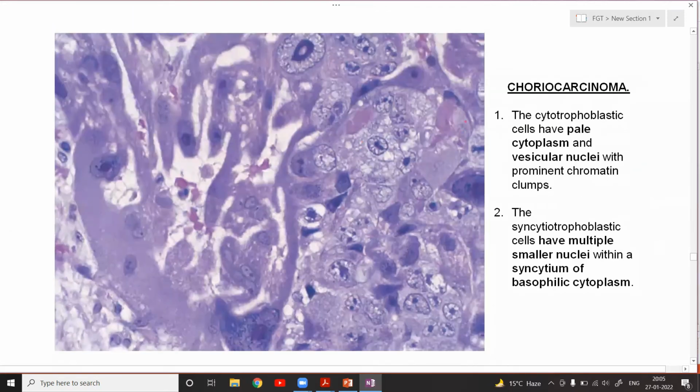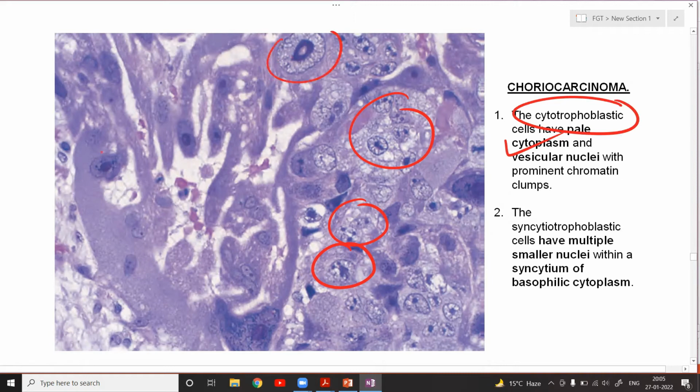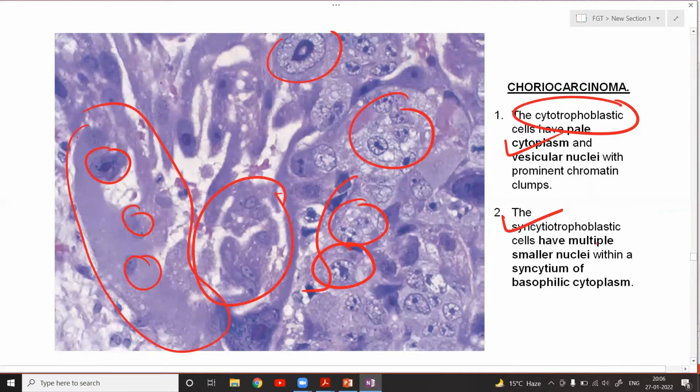So if you see over here, these cells have a vesicular nucleus and very clear, pale cytoplasm. These are the characteristic cytotrophoblastic cells, as we can appreciate over here. Whereas those cells which you can see like this, with multiple nuclei and basophilic cytoplasm, basically constitute the syncytial trophoblast. Syncytial trophoblast contains multiple small nuclei with a syncytium of basophilic cytoplasm.